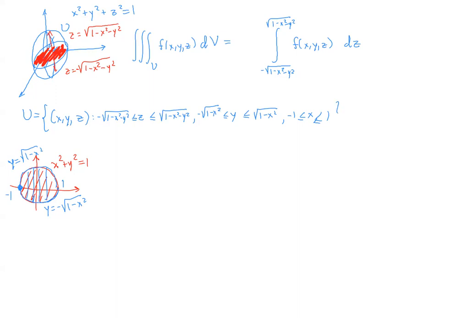So now we can finish writing the integral. So we're going to have dy, where we have minus square root of 1 minus x squared to square root of 1 minus x squared, and dx, that eventually will take us from negative 1 to 1. And that's our triple iterated integral.